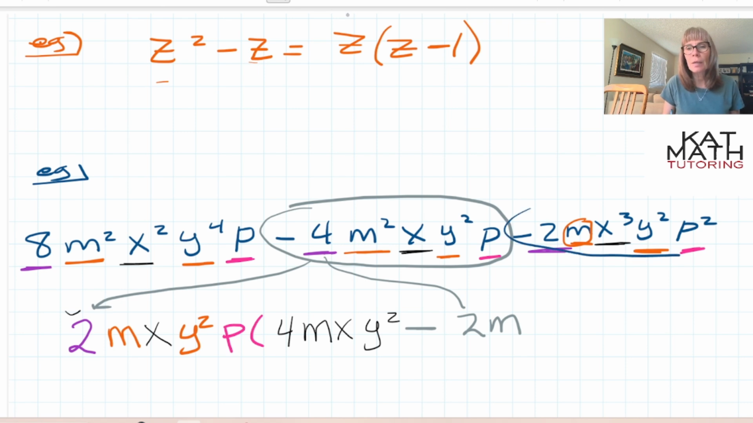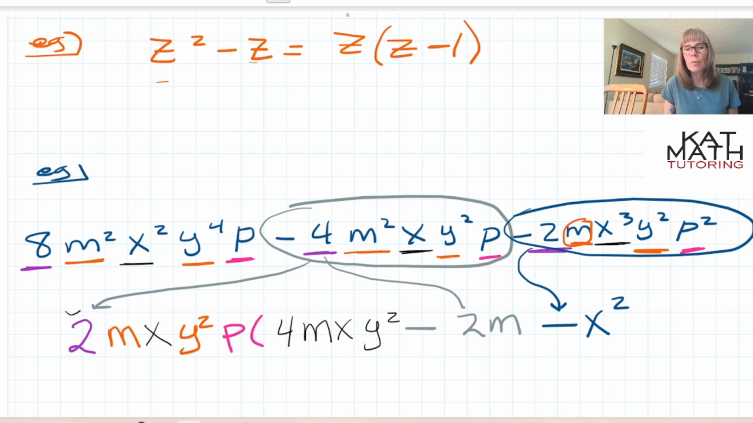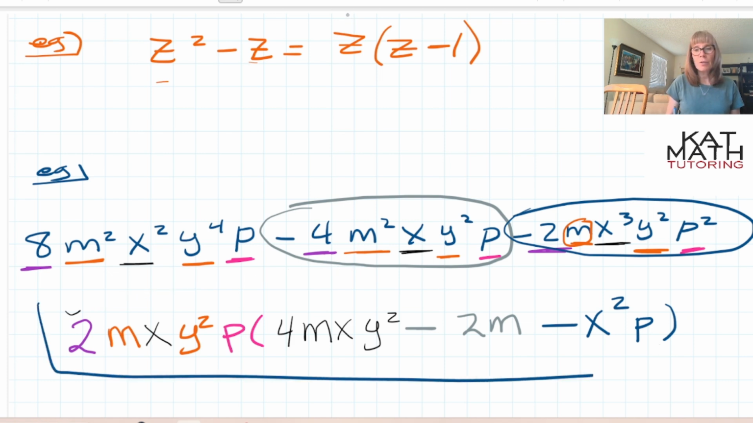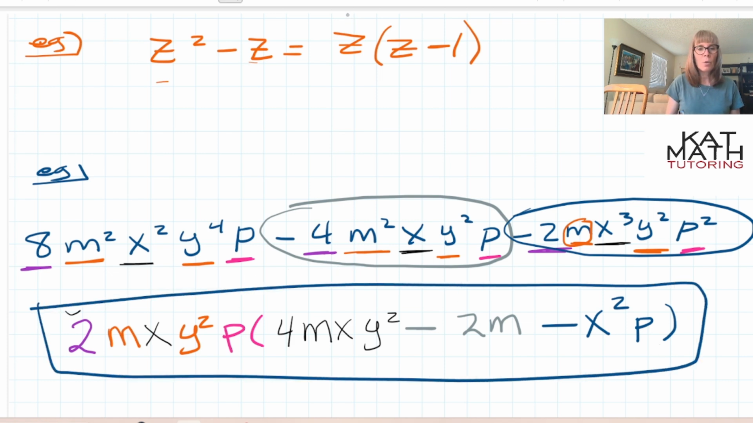And the last one here. I pulled out the 2, pulled out the m, pulled out one x, so I have x squared left here. Don't forget to put your negative sign down, your subtraction sign. I pulled two y's out and just one p, so I have one p left inside. Phew! So this should be the factorization of that polynomial above.